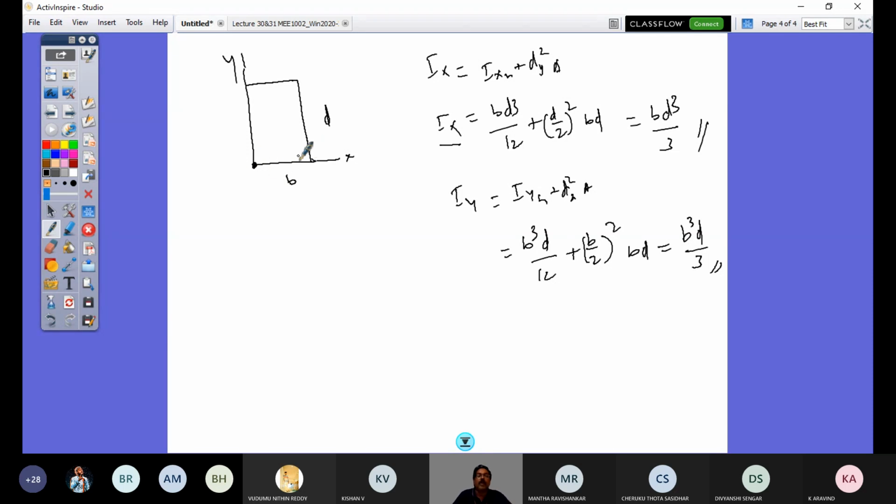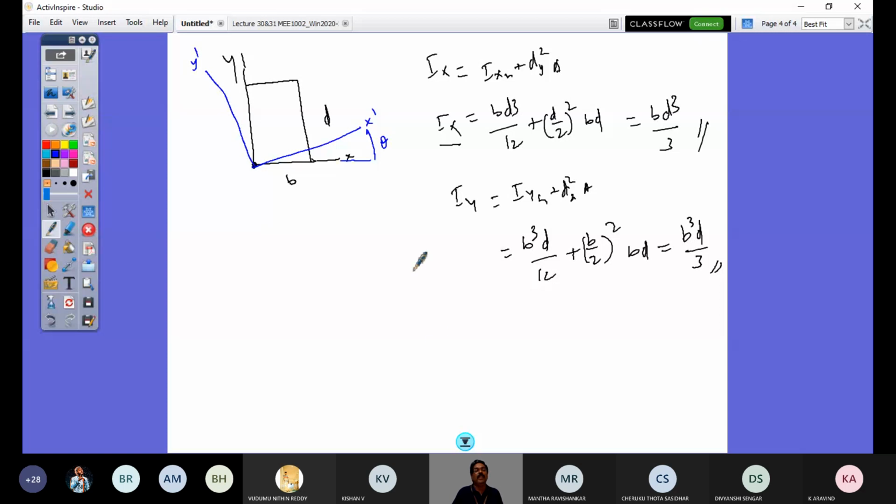So I should be able to locate my principal axis. So to get that axis, let us just find out now what would be my area moment of inertia about x dash axis and y dash axis, if this axis is rotated by an angle theta. So I rotate this axis by angle theta, then I just have to find now about this, right? So Ix I have BD cube by 3, Iy I have it like this.